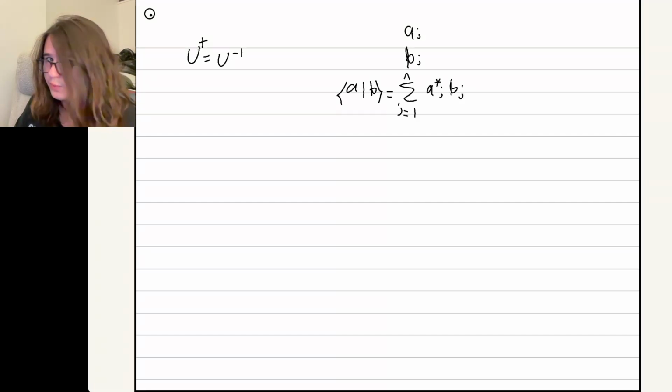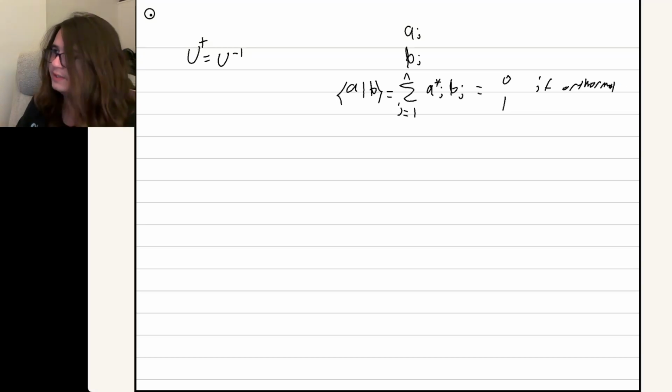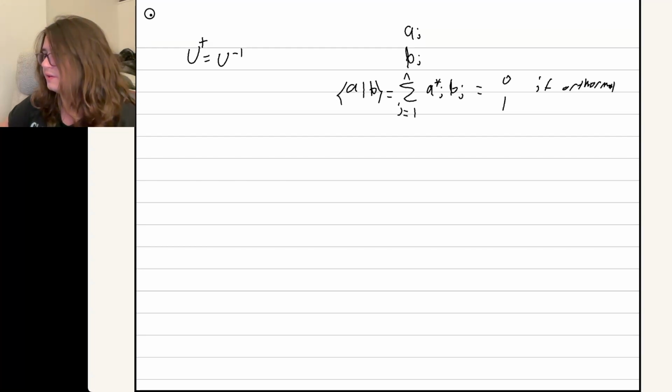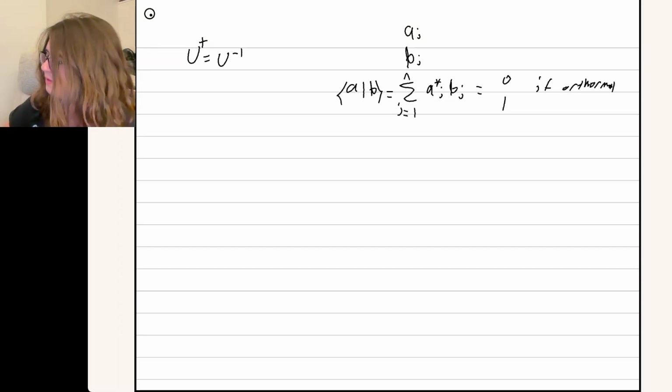The thing is that for orthonormal sets, if it is truly orthonormal, this is only going to have one result. It's either going to be 0 or 1 if orthonormal, which just means that they're either completely perpendicular to each other and therefore the dot product is 0, or they're identical and so the dot product is 1. So if A and B are like this, then they form an orthonormal set, right? Cool. Back to the unitary matrix thing.